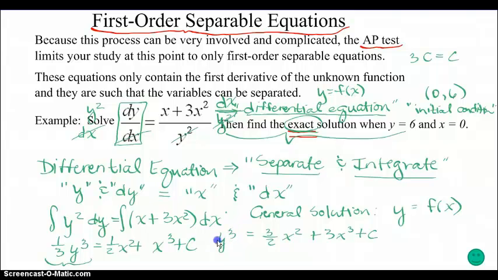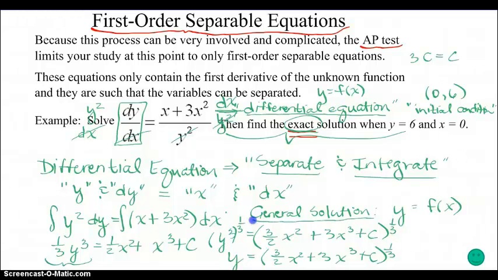Now, I want y, I don't want y cubed, which means I need to take the cube root, and that's going to give me my general solution, which is y equals 3/2 x squared plus 3x cubed plus c, and that quantity is raised to the power of 1/3. This is my general solution. How do I know it's my general solution? Because it's still got plus c in it. This is the family of functions whose derivative is this function right here. All right, the family of functions whose derivative is that function.